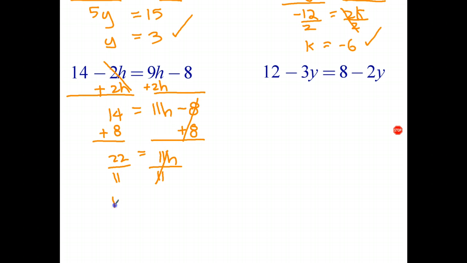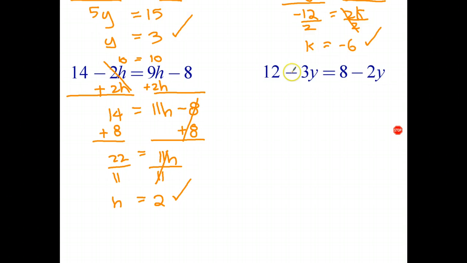And again, I'll write the h now on the left. 22 on 11 is 2. So I think h equals 2. Well, 2 times 2 is 4. 14 minus 4 is 10. And 9 times 2 is 18. 18 minus 8 is 10. So the two sides are equal, and therefore h equals 2 is the correct answer.